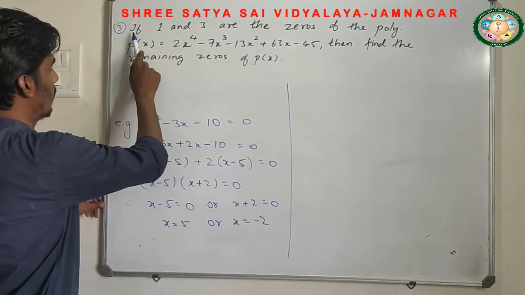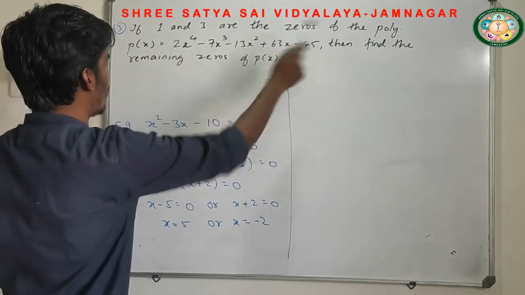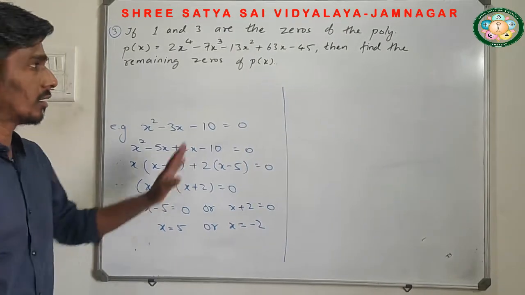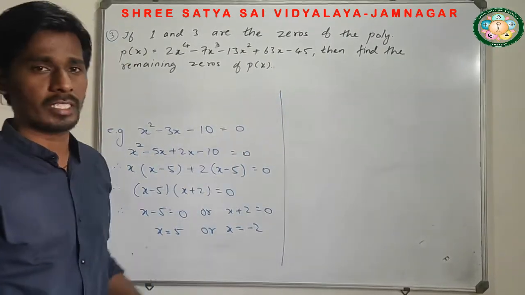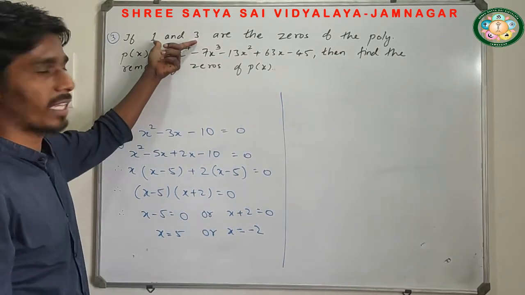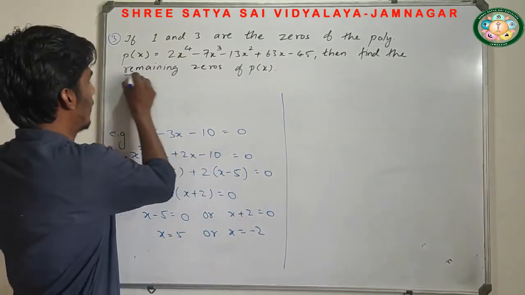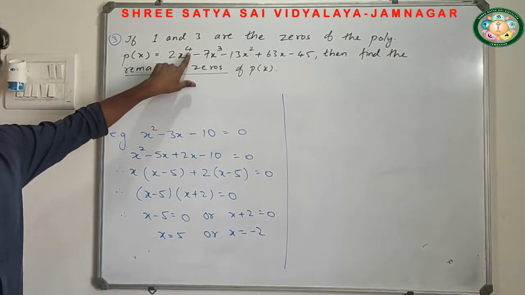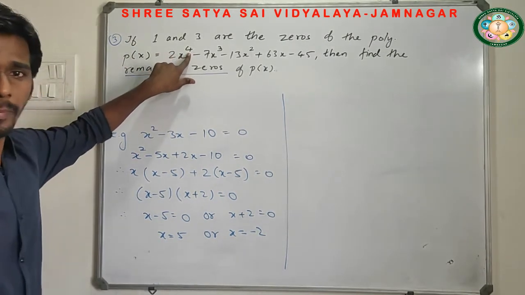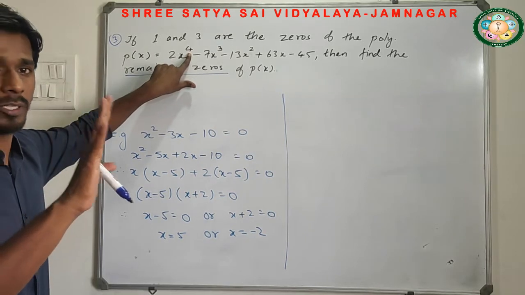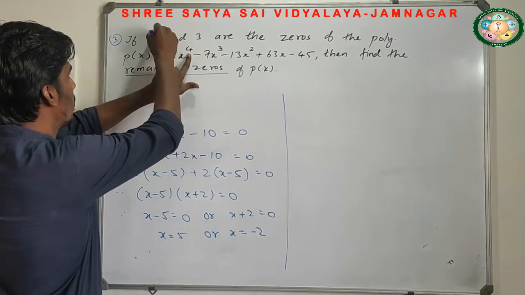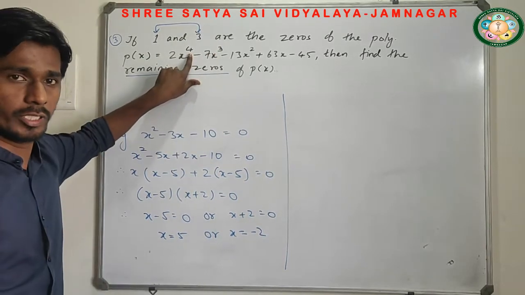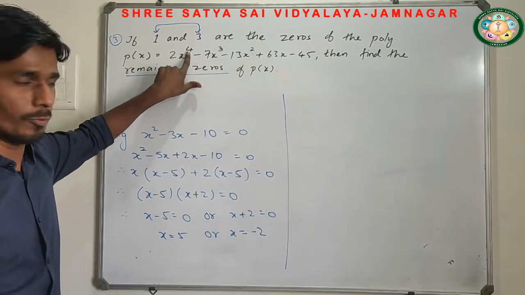Here, if 1 and 3 are the zeros of polynomial p of x, then find the remaining zeros. This is one of the important sums of this chapter, where zeros are given and we have to find the remaining zeros. As here it's x raised to power 4, so maximum how many zeros are possible? 4 zeros are possible. Now out of 4, 2 zeros are given here. So we have to find the remaining 2 zeros because of the degree 4.